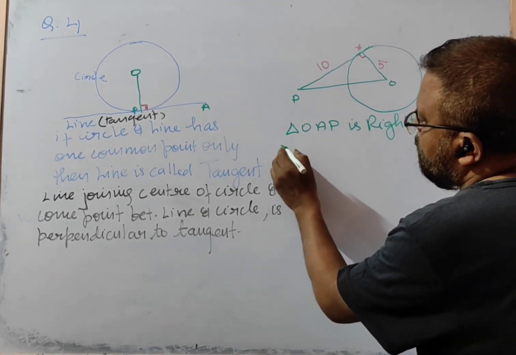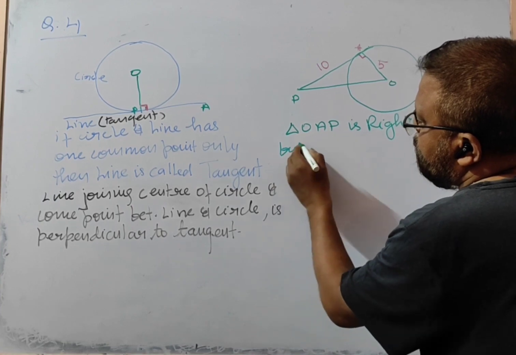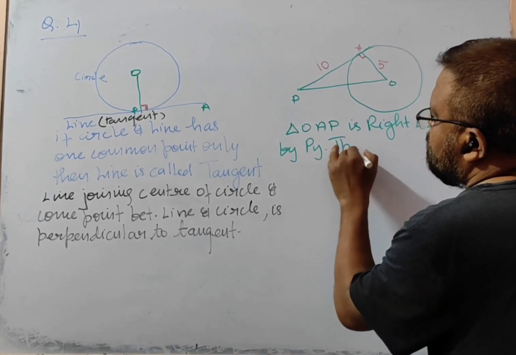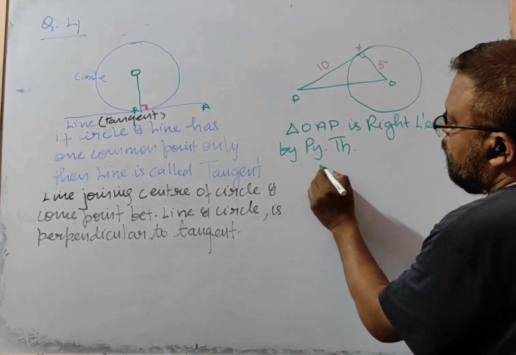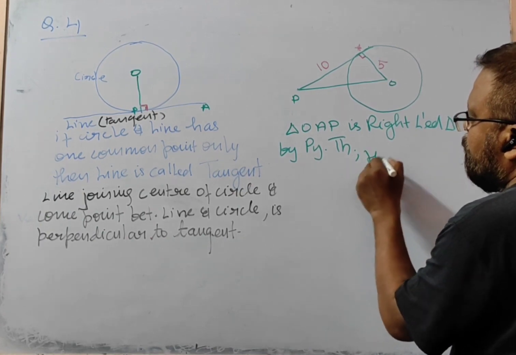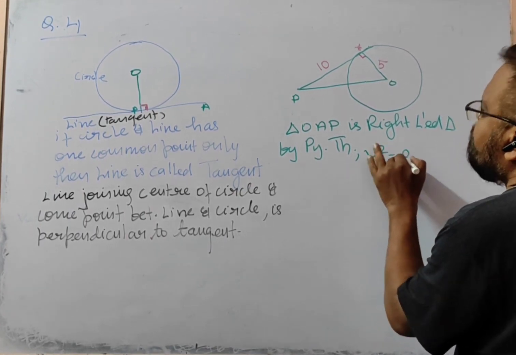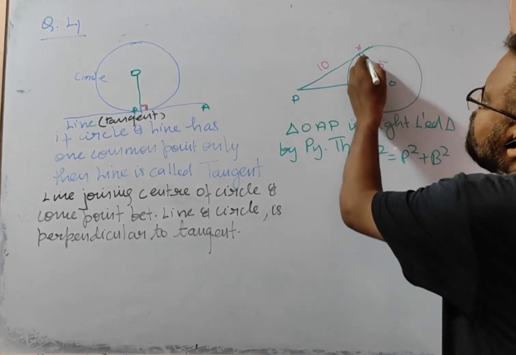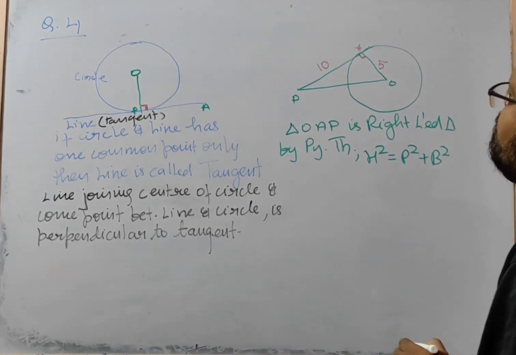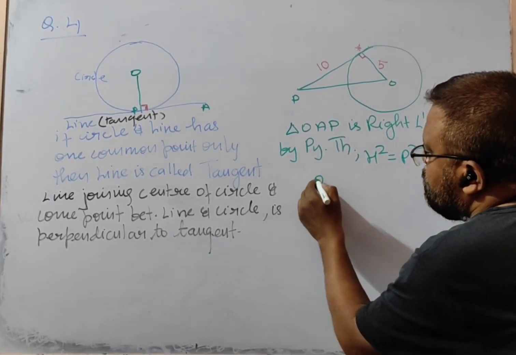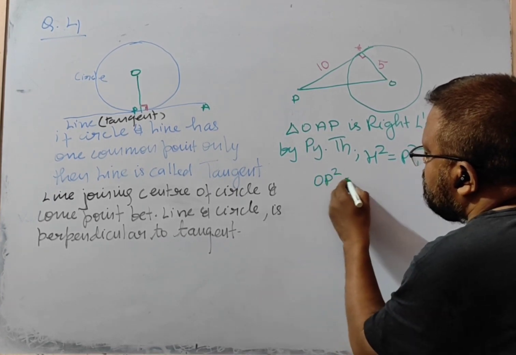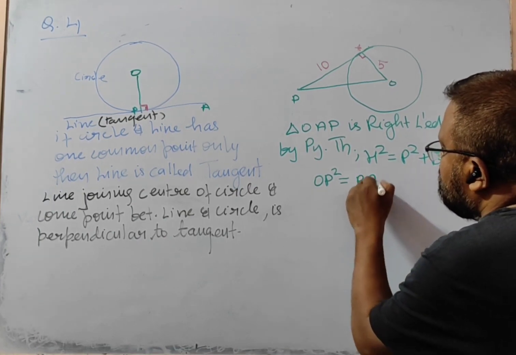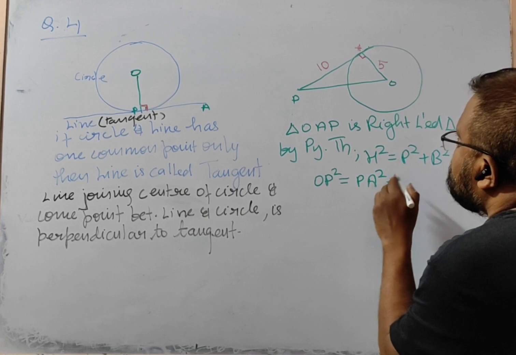And by Pythagoras theorem, OP square, hypotenuse square, is equal to perpendicular square plus base square. So hypotenuse is the line opposite to the 90 degrees. So OP square is equal to PA square plus OA square.